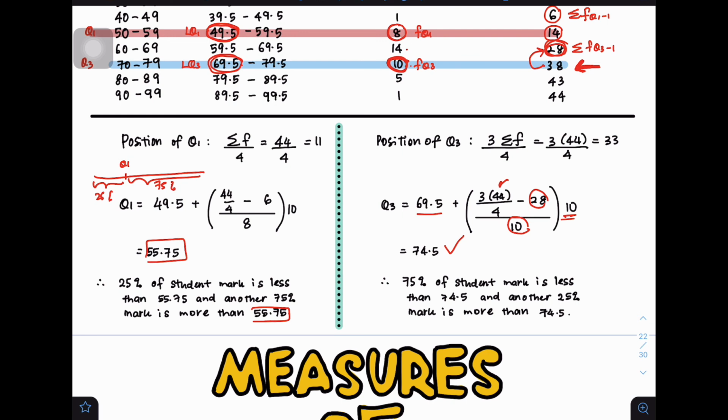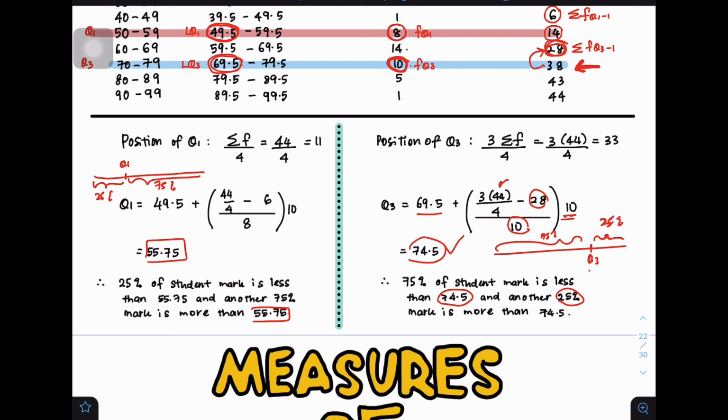Okay, so samalah juga dengan Q3. Okay, Q3 ni duduk dekat sini, ni Q3. So maksudnya atas Q3 kita ada 25%, bawah Q3 kita ada 75%. So nilai Q3 kita ada 74.5. Maksudnya 75% daripada pelajar skor kurang daripada 74.5 dan 25% daripada pelajar skor lebih daripada 74.5 sebab Q3 kita adalah 74.5.